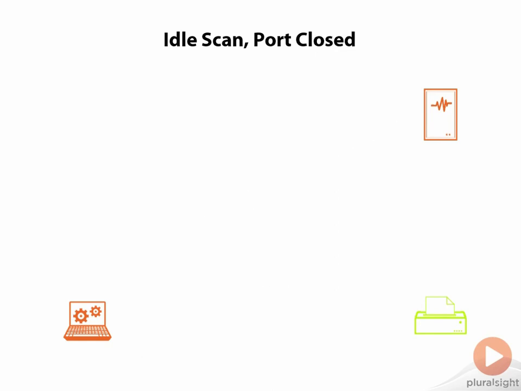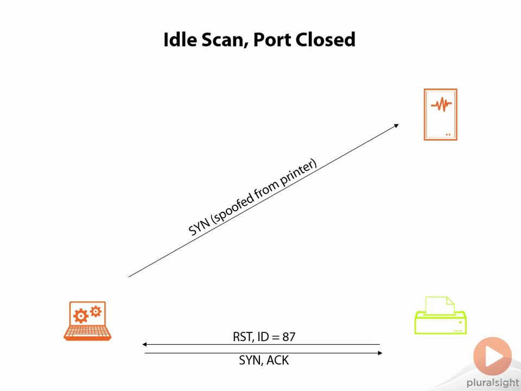What if the queried port is closed? We start with the same query to the idle system and note the ID value in the response. Again, we spoof a packet to the target using the idle system's IP address. The target still responds to our spoof by sending a packet to the idle system, but this time, since the port is closed, the target sends a reset packet.